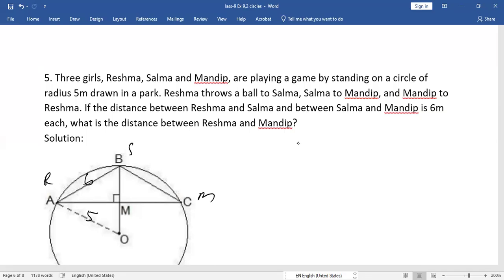Reshma throws the ball to Salma, and Salma to Mandeep. This means between Reshma and Salma, and between Salma and Mandeep, it is given that the distance is also 6 centimeters. What is the distance between Reshma and Mandeep? This distance, that is AC, we have to find out.